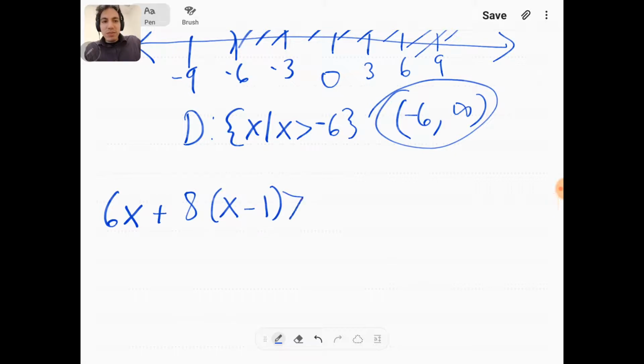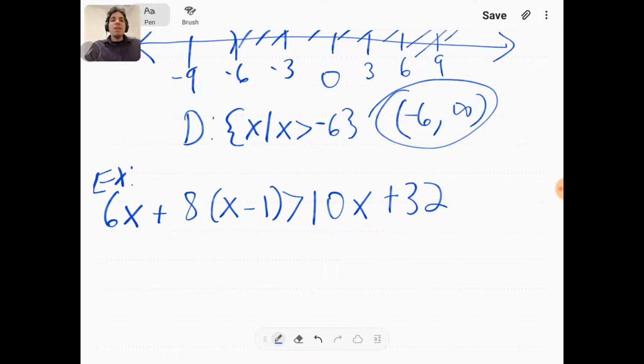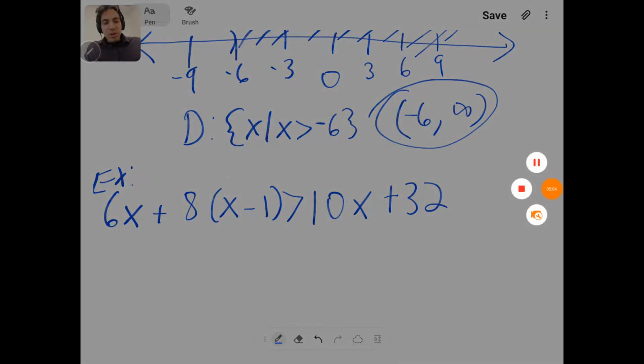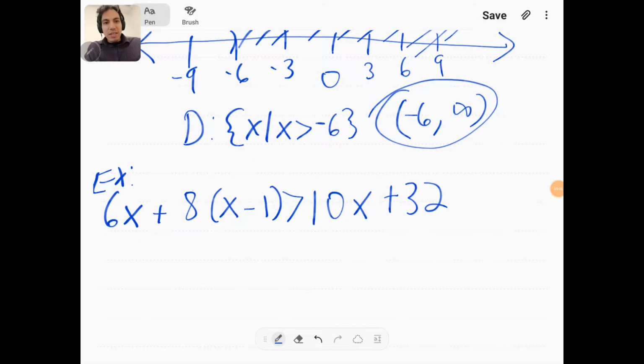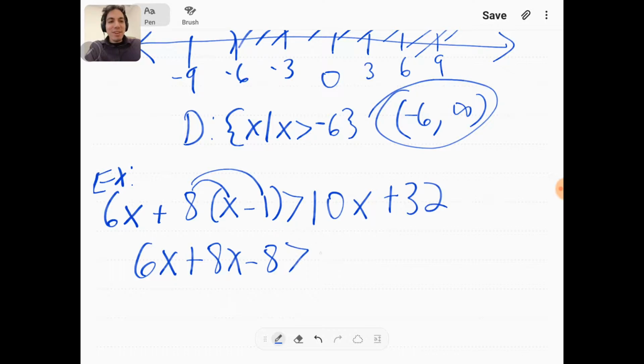So let's go over this again. Whenever you see parentheses, you want to do them first. Can you combine x minus 1? No, because you can't combine a variable with a number. So I distribute the 8 into both terms. I get 6x plus 8x minus 8 is greater than 10x plus 32. I combine like terms. I get 14x minus 8 is greater than 10x plus 32.